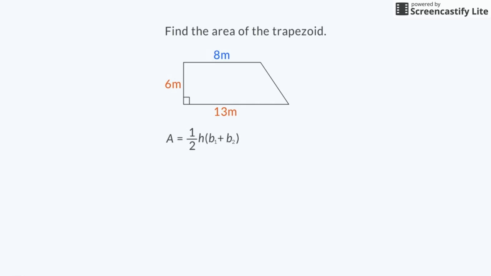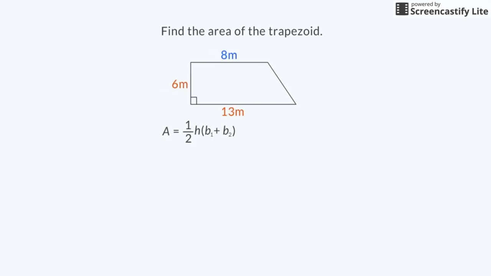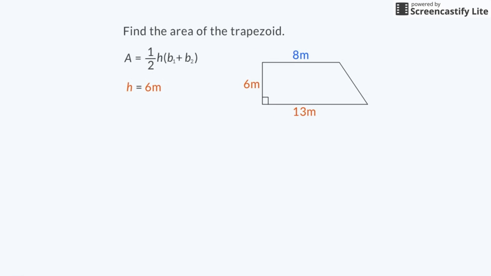Let's look at an example. Find the area of the trapezoid. I have a trapezoid with a top base of 8 meters, height of 6 meters, and bottom base of 13 meters. I can check my work by substituting what I know into the area formula of a trapezoid and solving. I know the height is 6 meters, one base is 8 meters, and the other base is 13 meters. This gives me A equals 1/2 times 6 times the quantity 8 plus 13.